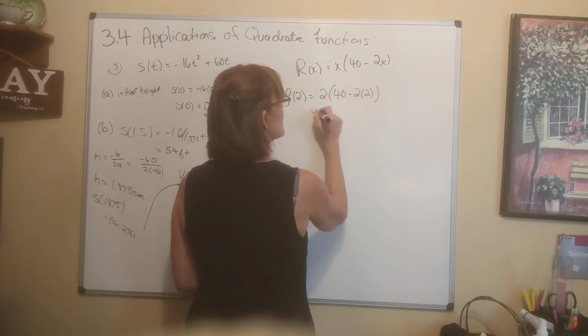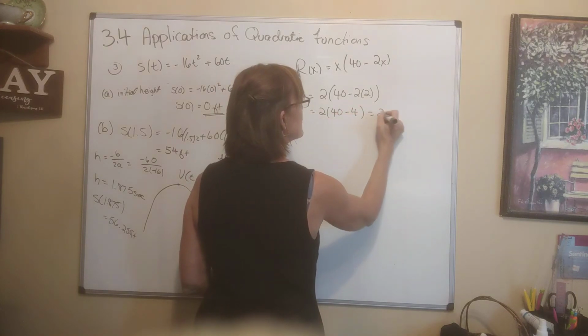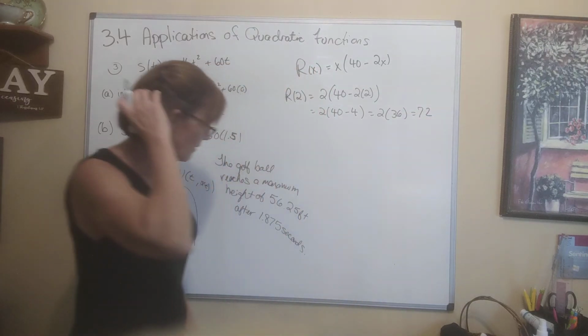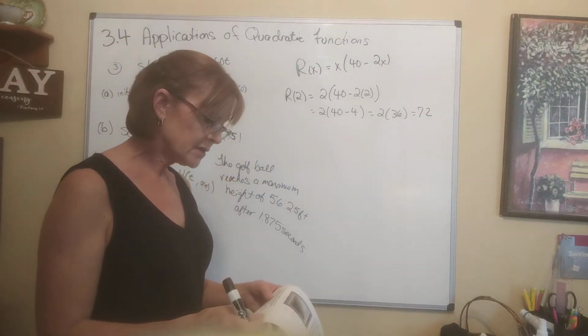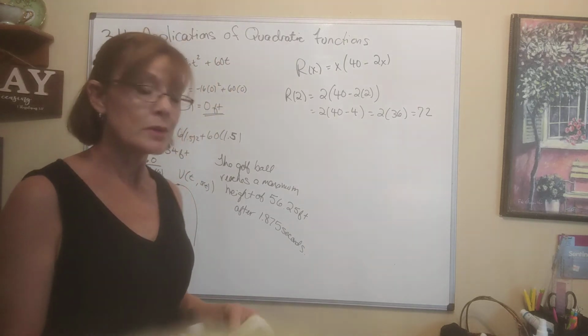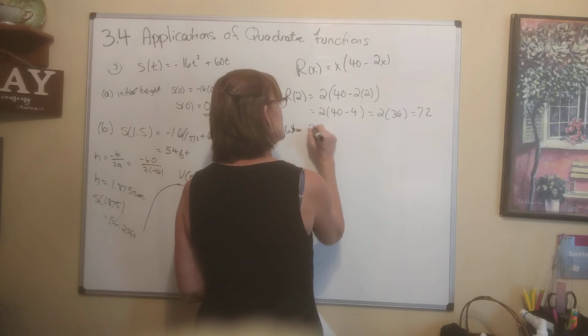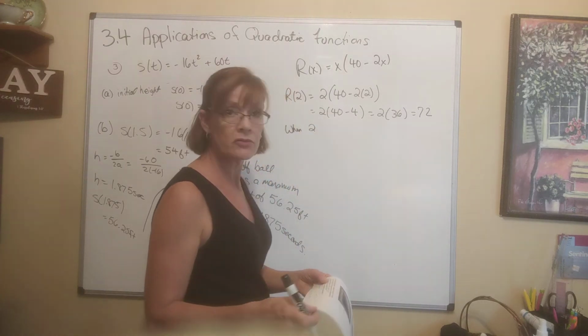R of 2 would easily be evaluated by plugging in 2. And so we get 2 times (40 minus 4), or 2 times 36, which is 72. So R of 2 is 72. So what? What does that mean? If we had to interpret it, we would write a sentence which would say, when 2, what does x represent? It represents thousands of MP3 players.